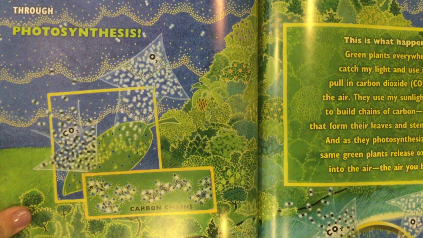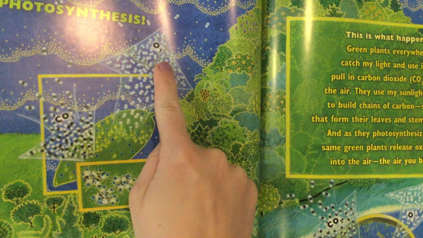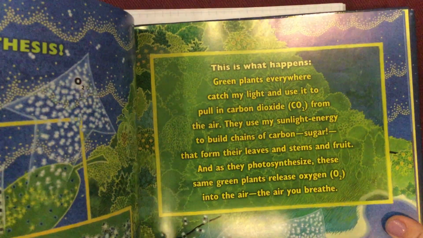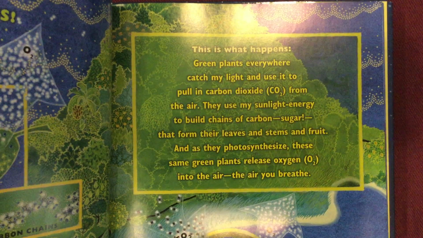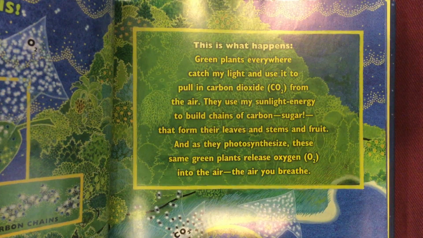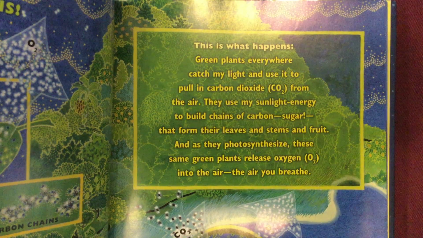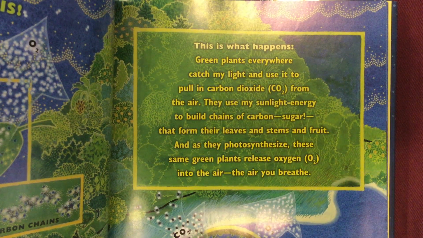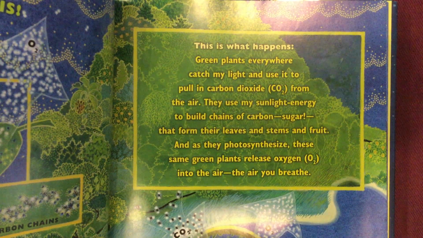Through photosynthesis. Carbon chains, CO2, O2. This is what happens. Green plants everywhere catch my light and use it to pull in carbon dioxide, CO2, from the air. They use my sunlight energy to build chains of carbon, sugar, that form their leaves and stems and fruit. And as they photosynthesize, these same green plants release oxygen, O2, into the air you breathe.